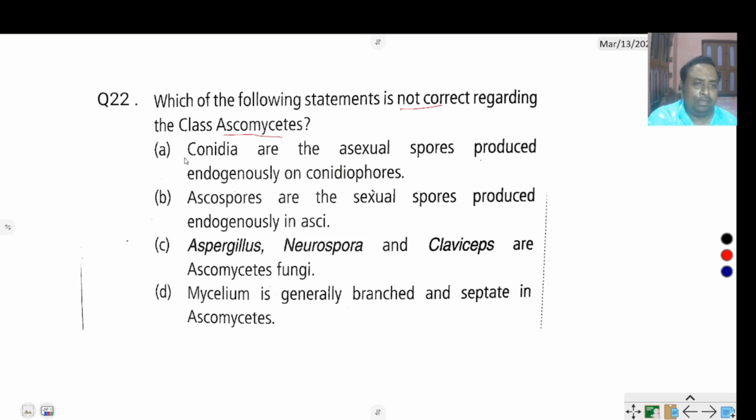All are correct options. Here option A is not correct because this is the conidiophore, where the conidia develop. Conidia develop exogenously, not endogenously. So the incorrect option is A.